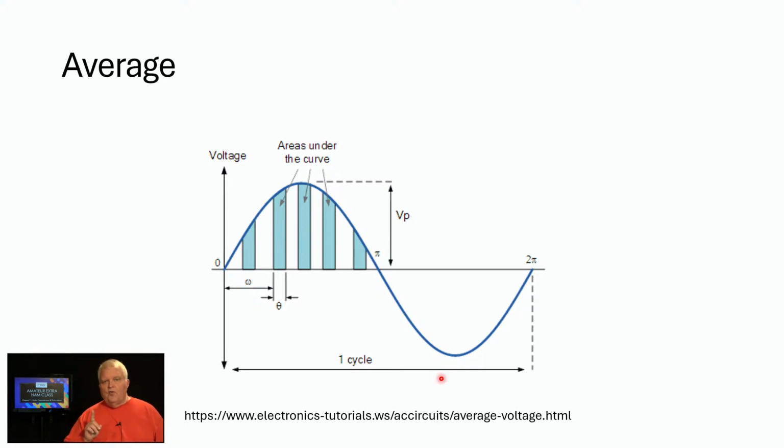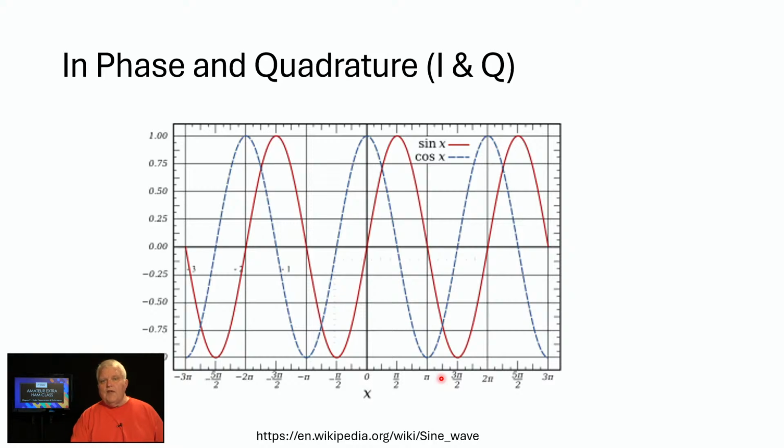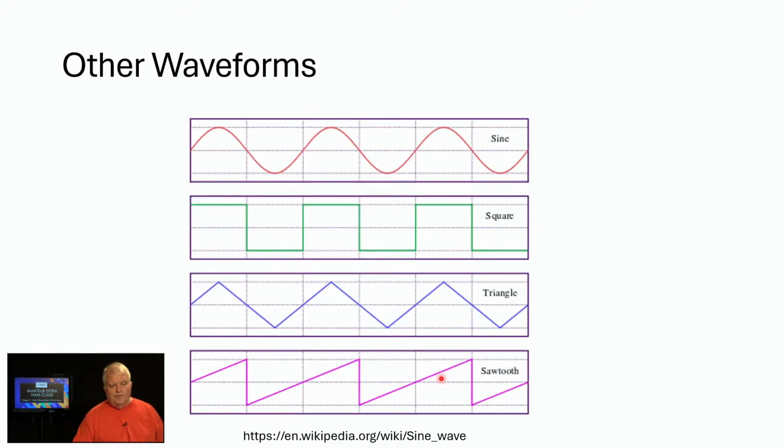All right, what's better than one sine wave? Well, two sine waves that are in quadrature, or 90 degrees out of phase. These are called I and Q signals. I is in phase, Q is quadrature, and you'll see these being used in amateur radio, both in modulation and in demodulation. Other waveforms are the square wave, triangle wave, and sawtooth waves.